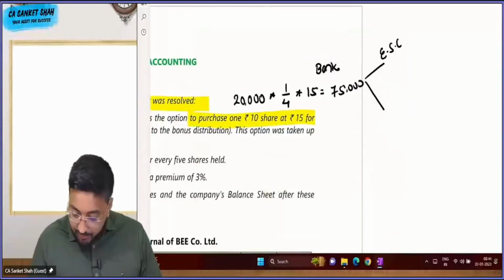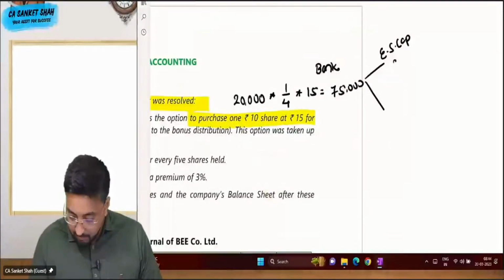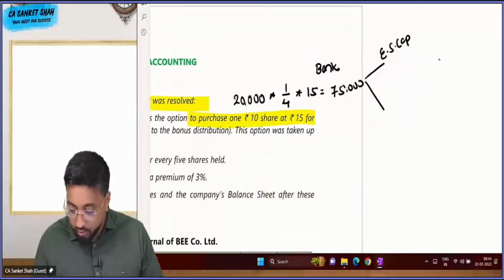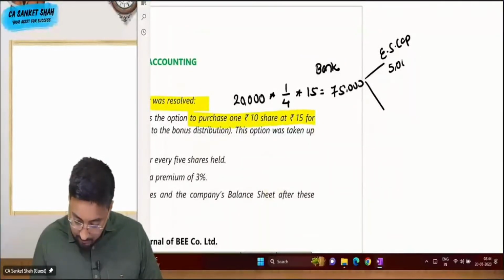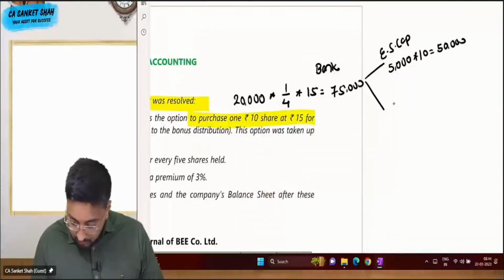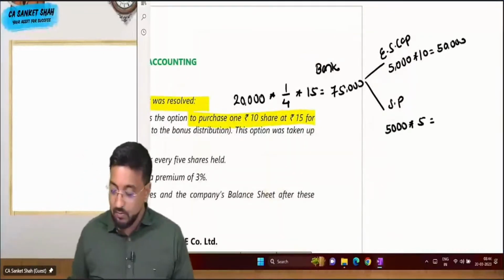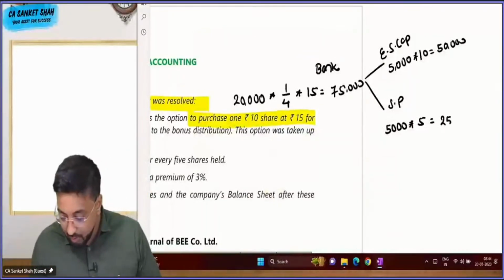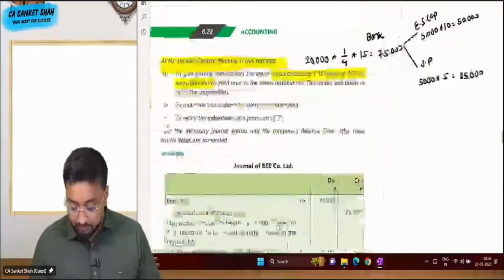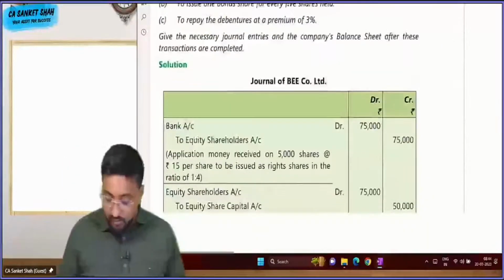Equity share capital is 5,000 into 10. Security premium is 5,000 into 5, which is 25,000. So bank account debit.